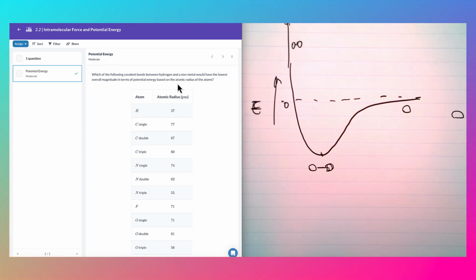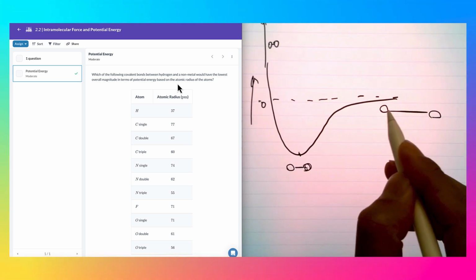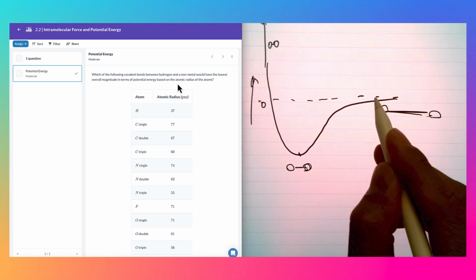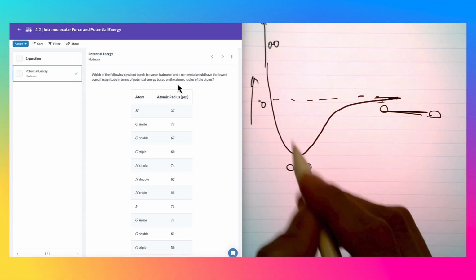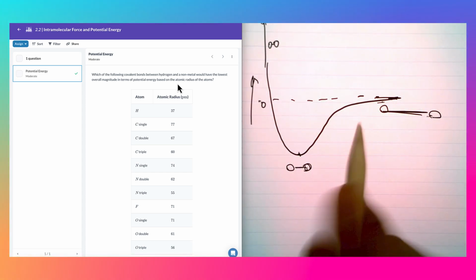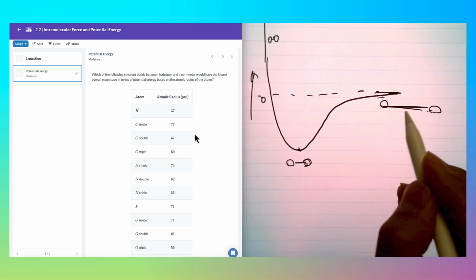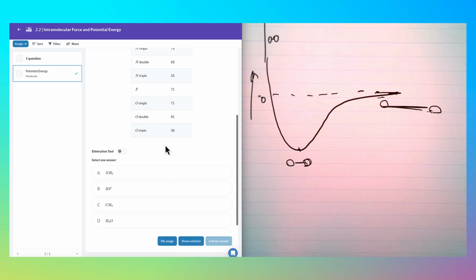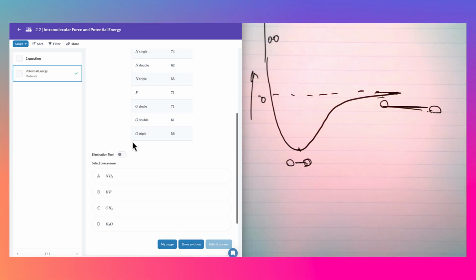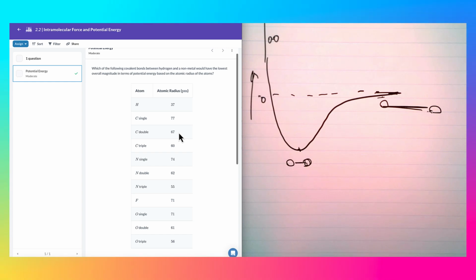So we want the lowest overall magnitude. So what does it mean? We want them to be as far apart as possible. Okay, so the magnitude, whether you have negative or positive, will be minimized. So what it means is that we need to find the longest distance. So we need to find the bond length from the given table and then look for the longest picometer.